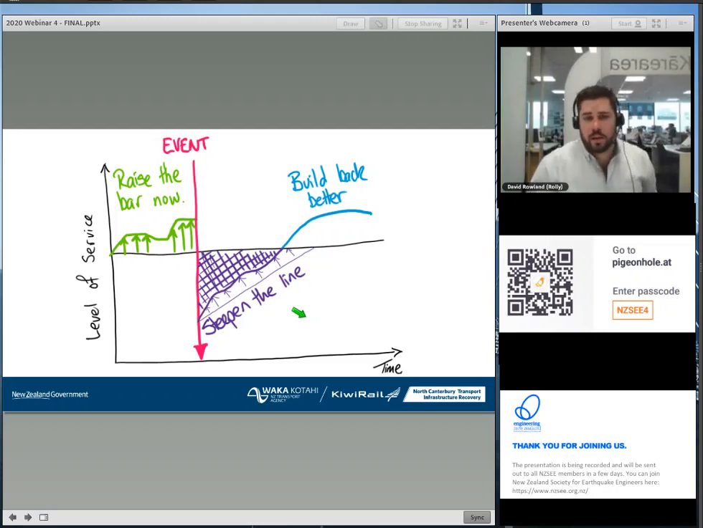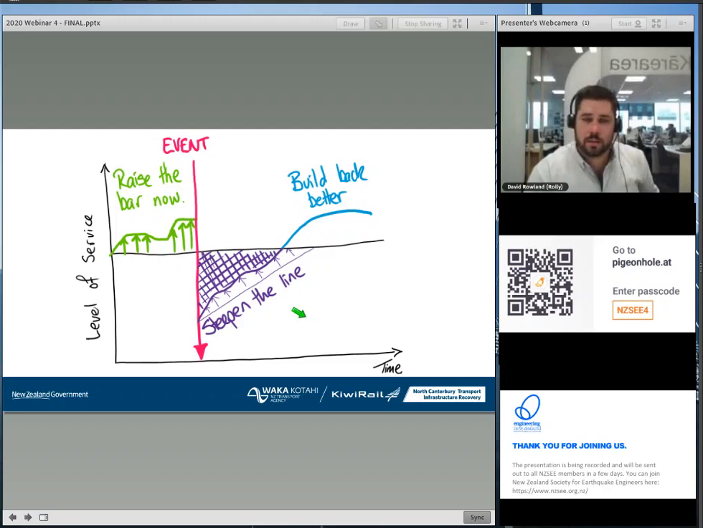And then the third element of this graph is the building back better phase. And this really helps raise the bar. It's the start of the next event preparation. It raises the bar for the next disaster. But if you take the opportunity, you can also have a positive impact on the local community, which will be hurting after the disaster.